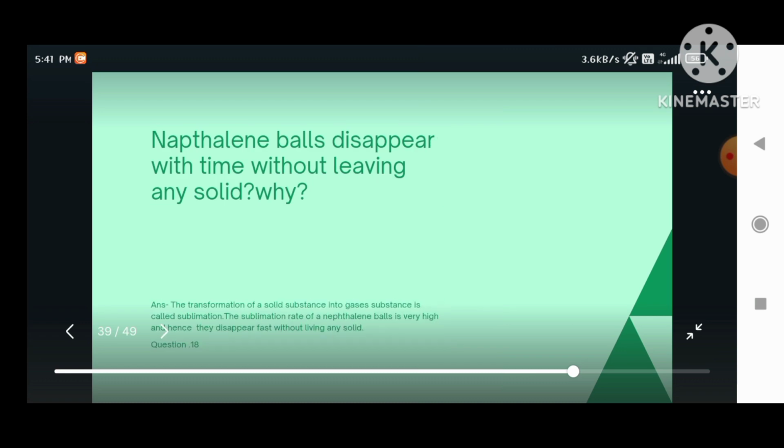Naphthalene balls disappear with time without leaving any solid. Why? The transformation of a solid substance into a gaseous substance is called sublimation. The sublimation rate of naphthalene balls is very high and hence they disappear faster without leaving any solid.